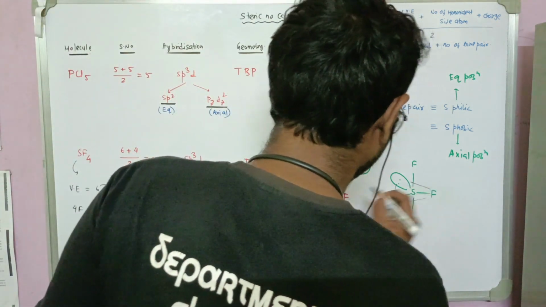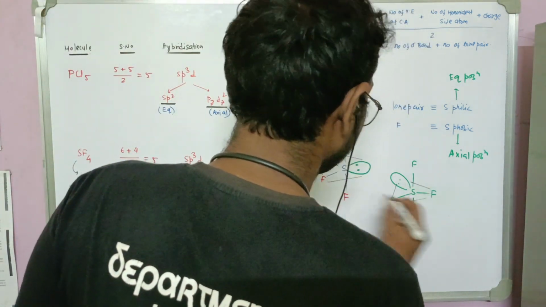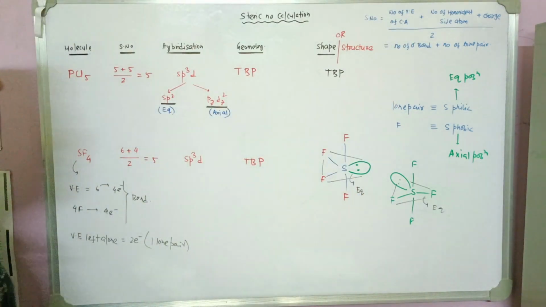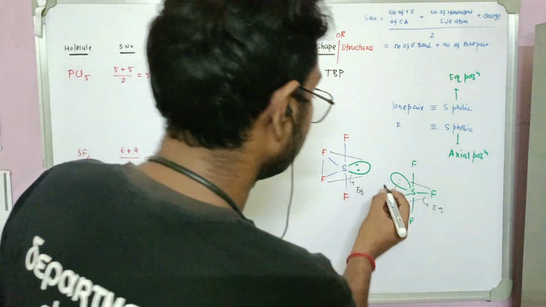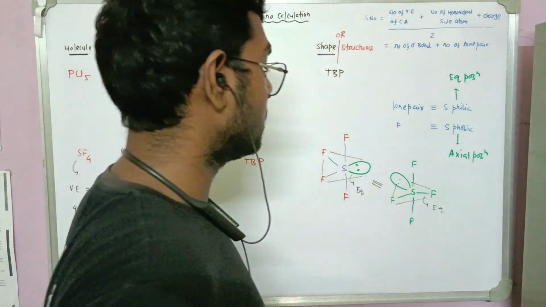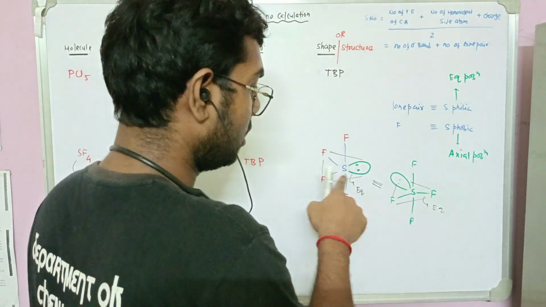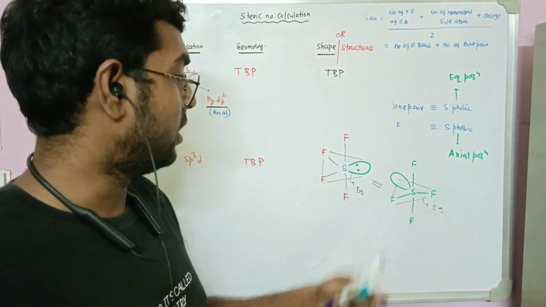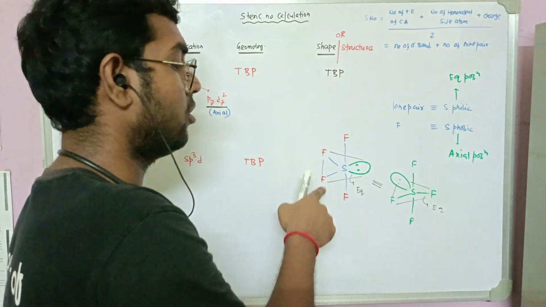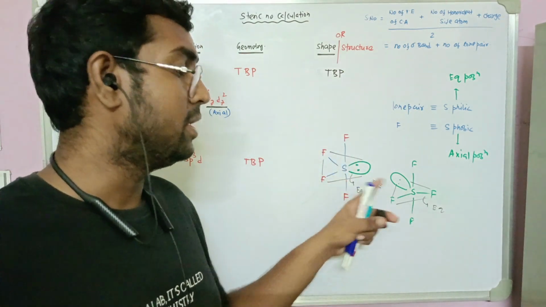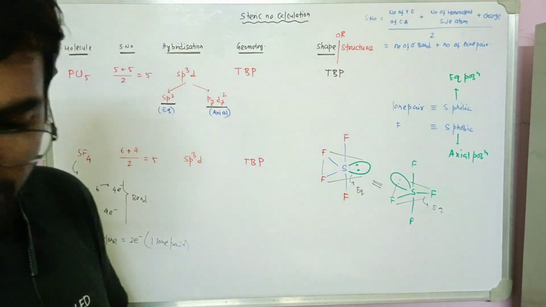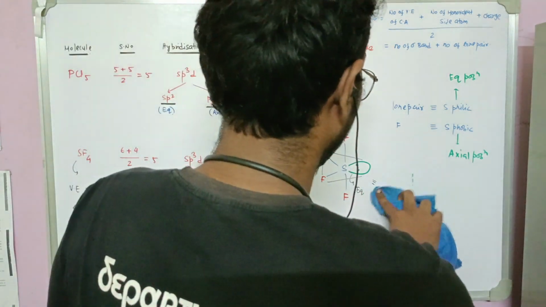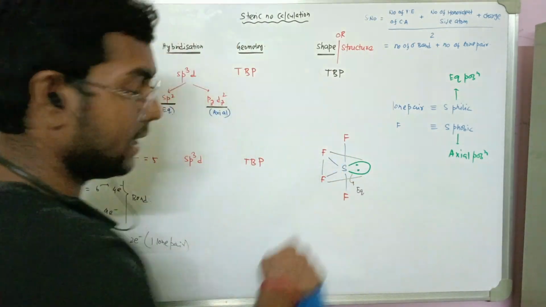Let's suppose this is the equatorial plane. So this is the equatorial position, this is the equatorial position, and those are the axial positions. You can see that these are equivalent, because I have discussed earlier that all the three positions in the equatorial plane are equivalent in nature. That means whether I put the lone pair over here or here or here, it will simply generate the same shape. But in order to have a symmetrical visualization, I have drawn the lone pair like this.